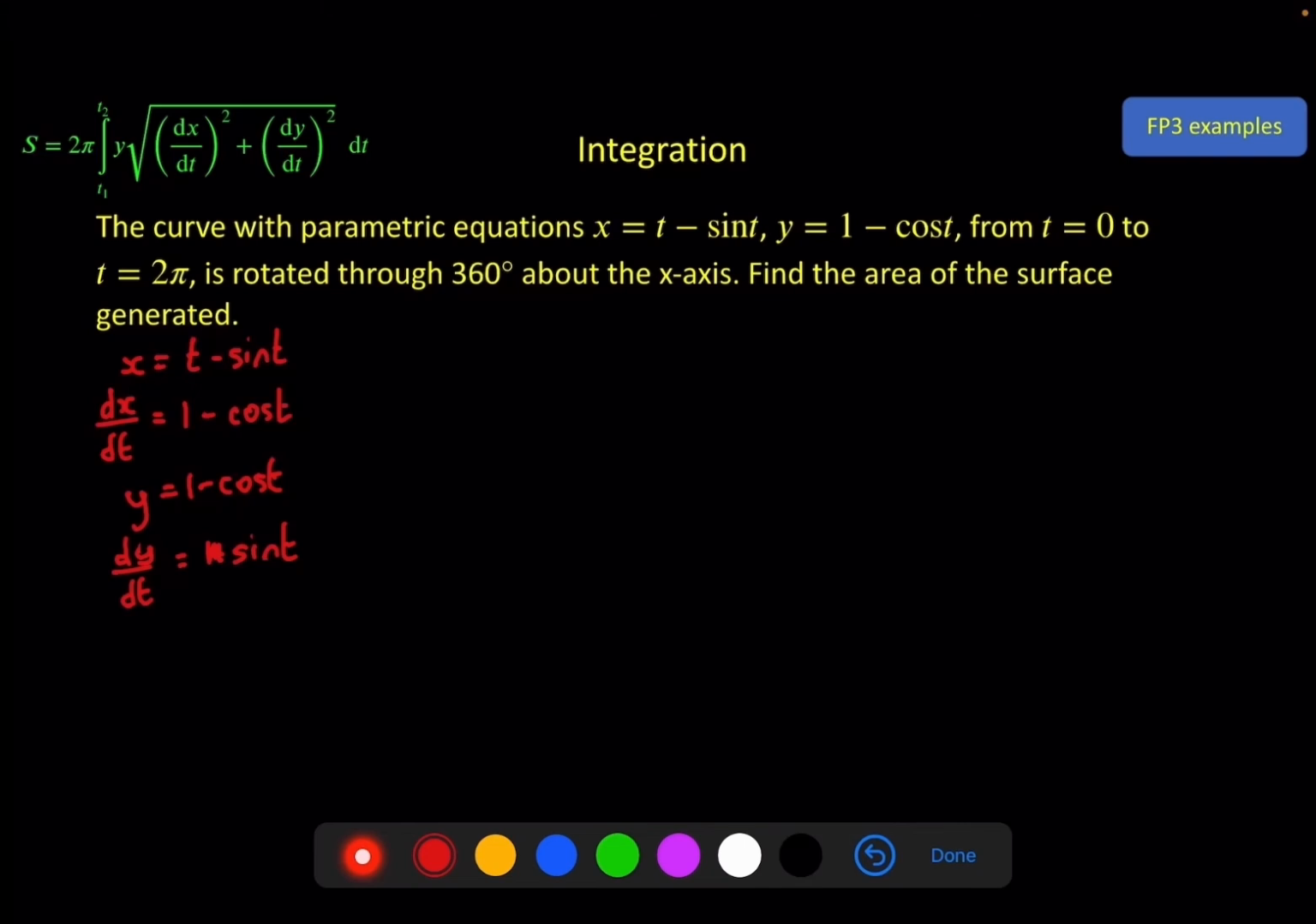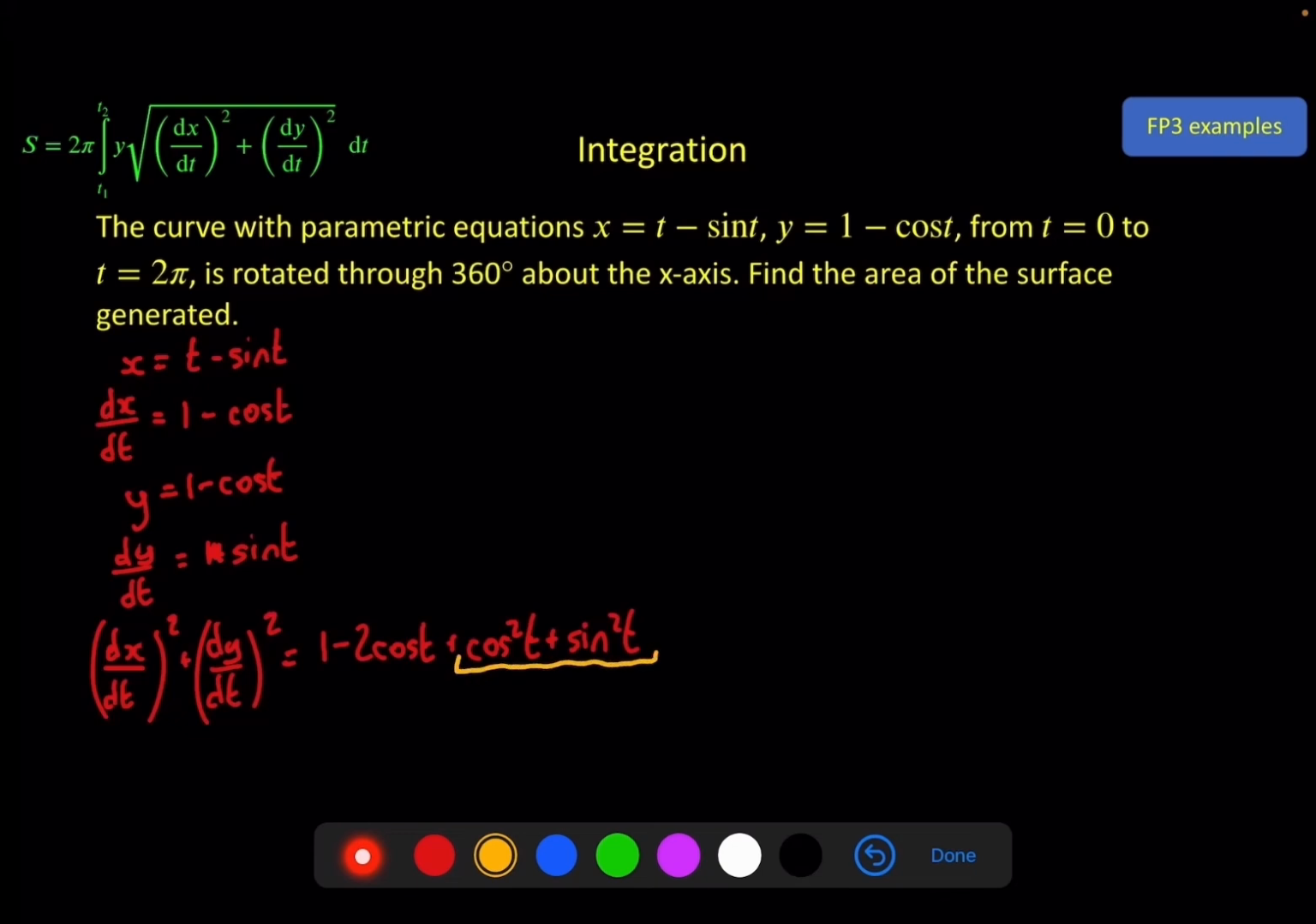So this one here squared plus this one here squared, and maybe you can already see why this is going to simplify. So we've got a 1 minus 2 cos t, and then we've got a plus cos squared t, and we've got a plus sine squared t. And of course, cos squared t plus sine squared t equals 1. So we've got 2 minus 2 cos t.